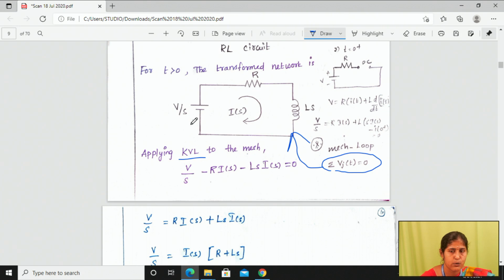So now you have to apply the KVL in this closed loop. You can get V by S, that is -2 plus. Okay, so the potential is rise in this part, so V by S, then this resistance values move from plus to minus, so you can write minus R into I of s. Okay, then this inductance value also moves from plus to minus, potential drop, so you can represent minus Ls into I of s which is equal to 0.